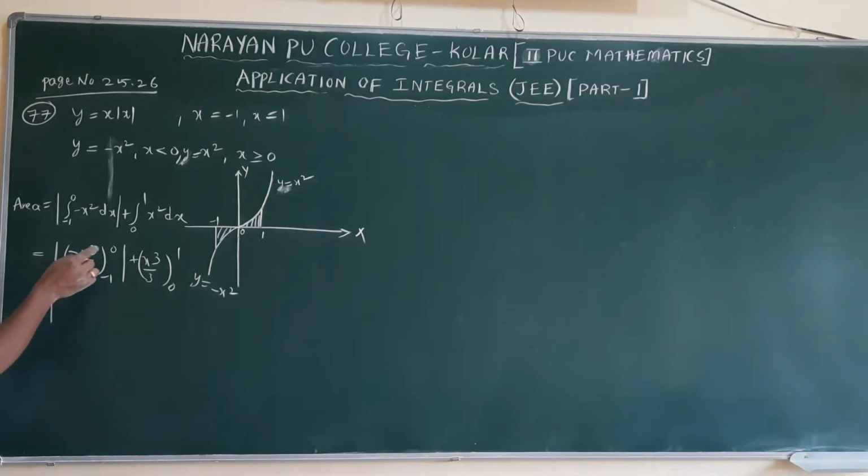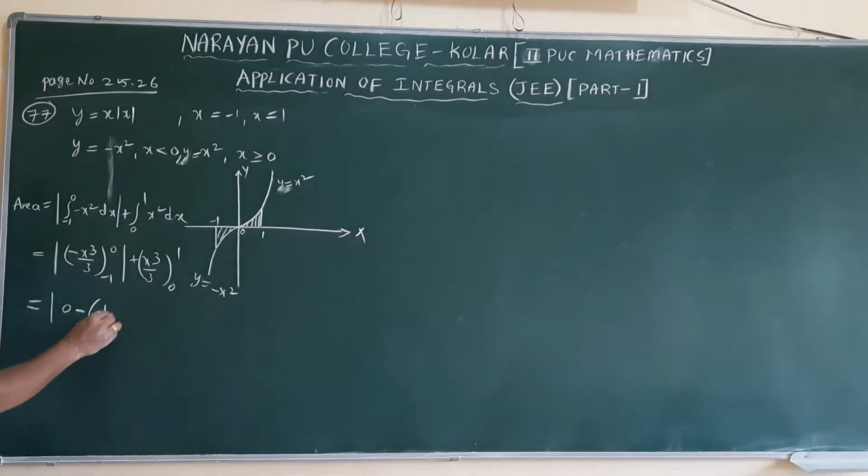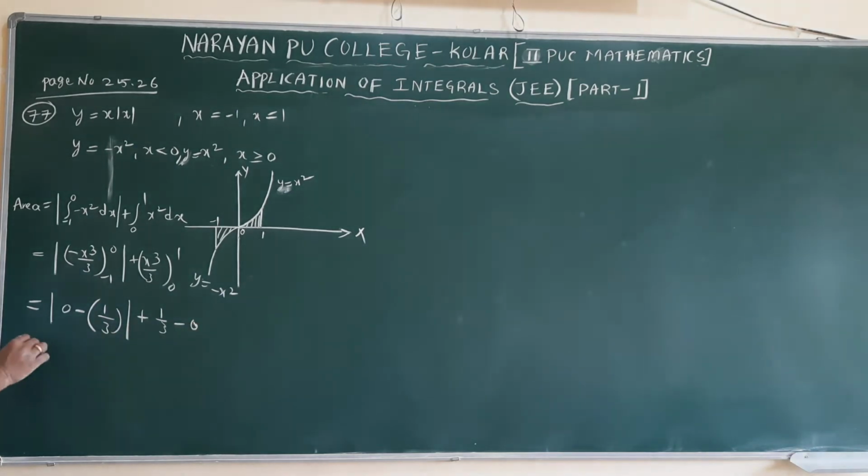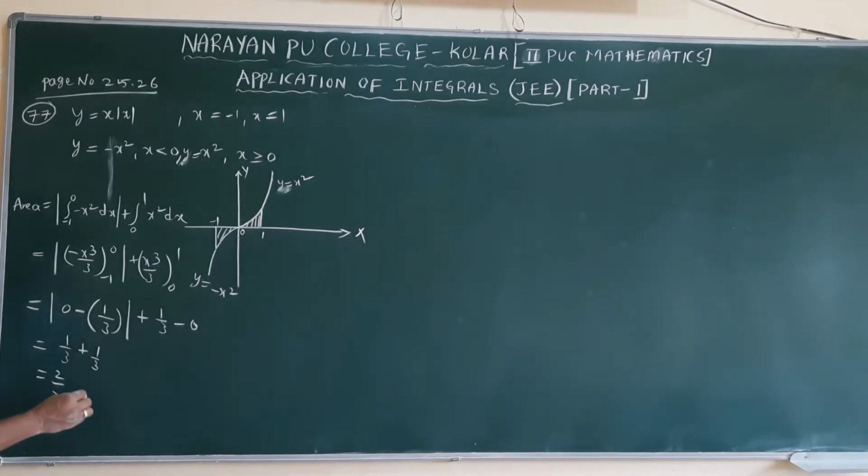Substitute the upper limit: 0 cube is 0, minus minus 1 whole cube is minus 1, so minus or rather plus 1 by 3. Now 1 cube is 1 by 3 minus 0. Now mod of minus 1 by 3 is 1 by 3, plus 1 by 3. The answer is 2 by 3. That is, option C is the correct one.